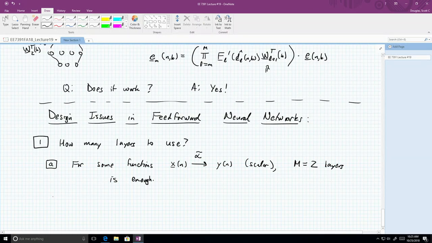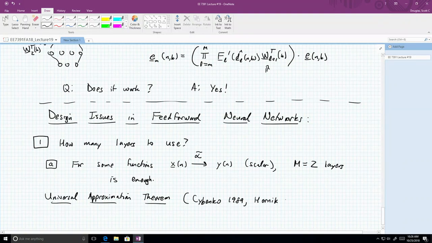And in fact, this leads us to a statement that was made a number of years ago, approaching 30 years now, the universal approximation theorem. And this is due to a couple of fellows, Cybenko in 1989, and then further Hornik in 1991.